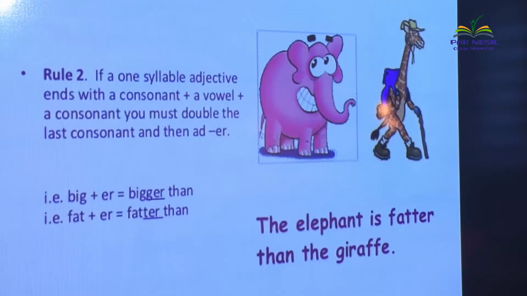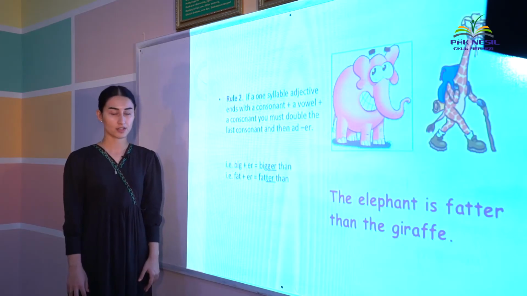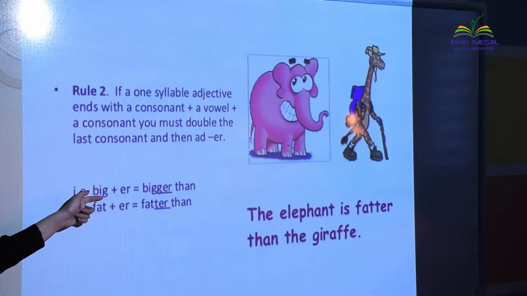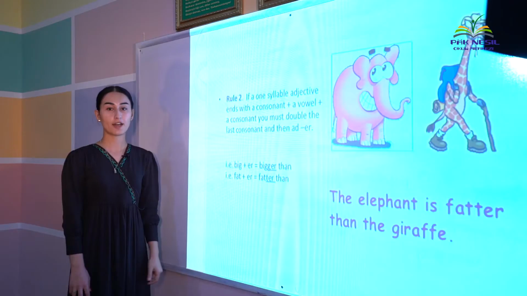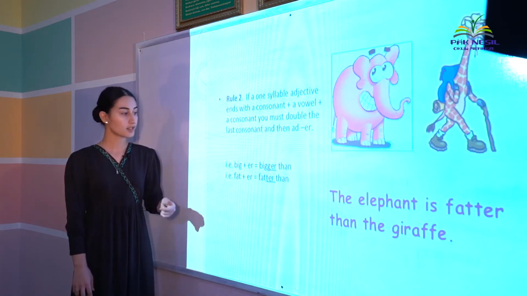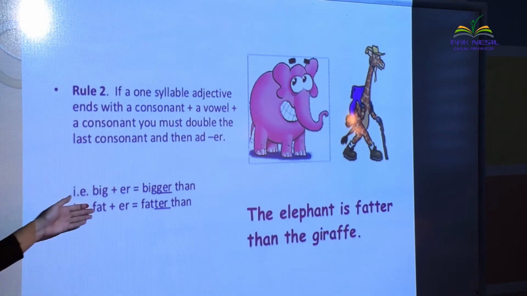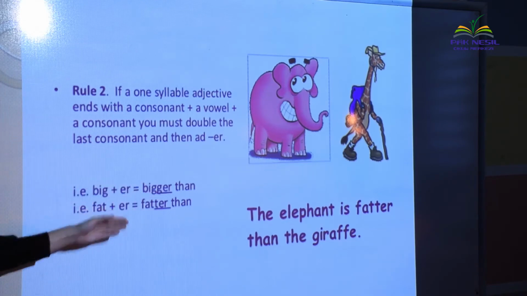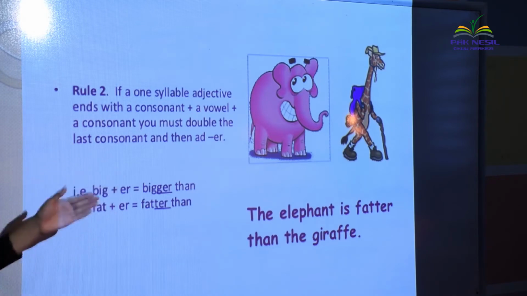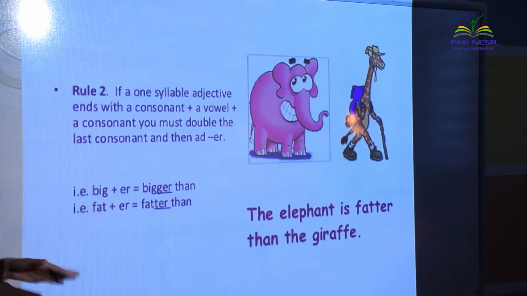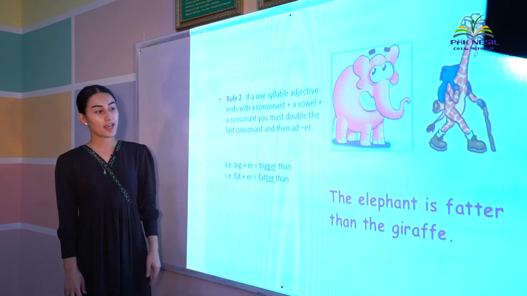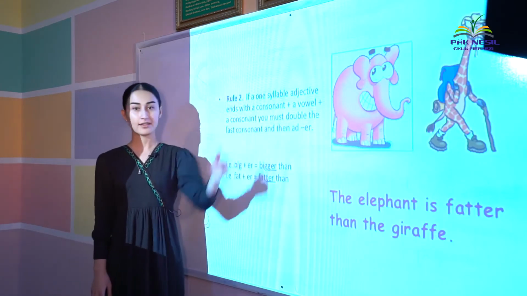Next one. We have a second rule in comparative adjective. So if a one syllable adjective ends with consonant vowel consonant, we have to make it a double consonant. For example, big. It ends with consonant vowel consonant, that's why we have to make it double. For example, we have a G, that's why we have to make it double G. For example, big, bigger, and fat, fatter. So look at the pictures. We have elephant and giraffe. So how can we compare these two animals? The elephant is fatter than the giraffe.